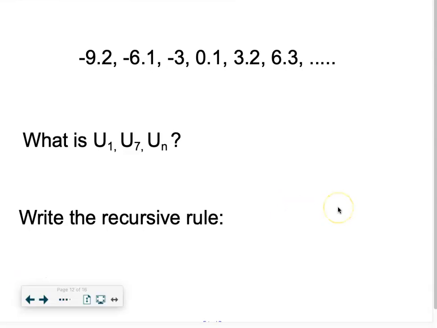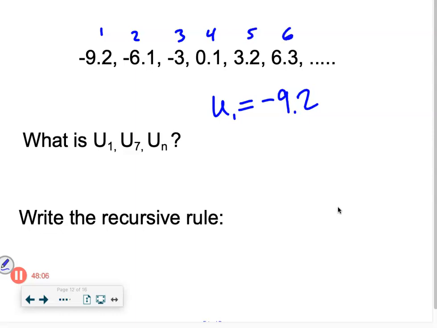If it's adding or subtracting, then it's... All right. Wait. I'm going to call on somebody. Get ready. Have u sub 1 in your head when I call on you. Omar. Hi, Omar. How are you? Good. What's u sub 1? Negative 9.2. Now, this is term 1, 2, 3, 4, 5. Wow, they gave us a lot of terms. They asked us for u sub 7.